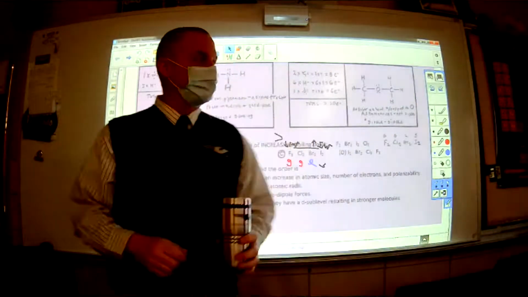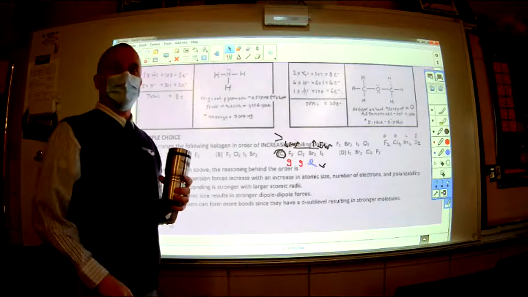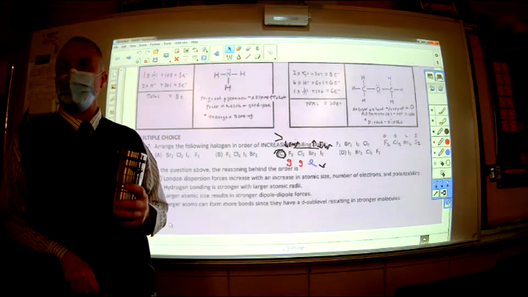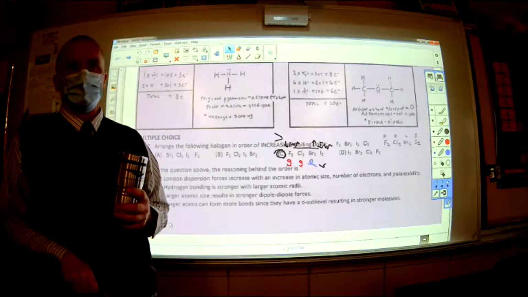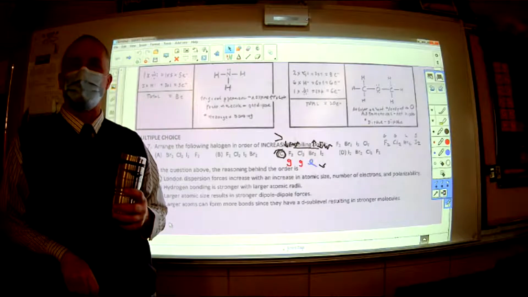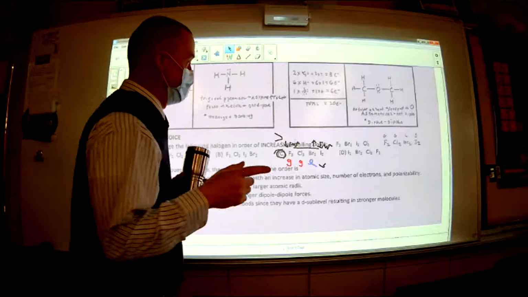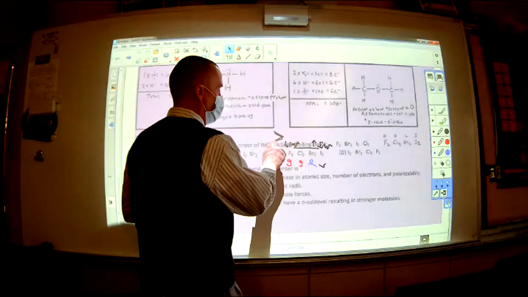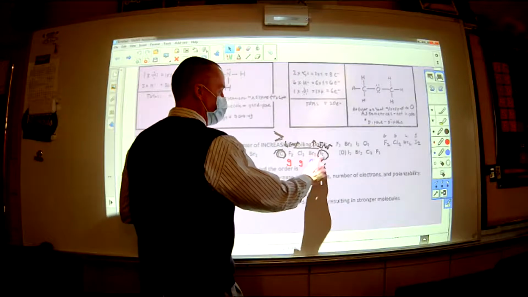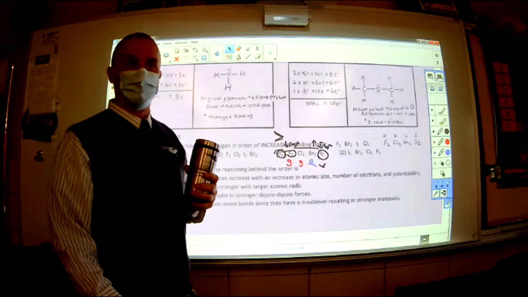What kind of force is it that's holding these together? Is it ionic? I know, no metal. Yes? London. Don't have to draw it. You have two of the same atoms. That's automatically symmetrical. If you have the same atoms, the electronegativity difference is 0. So we're looking at London. London forces increase with an increase in size. So we want the biggest atom last, the smallest atom first. Fluorine has really low polarizability.